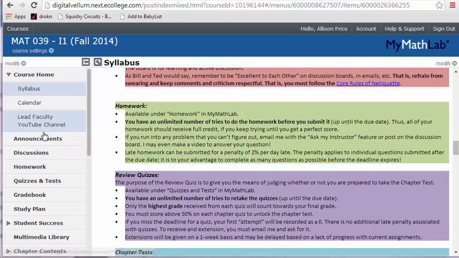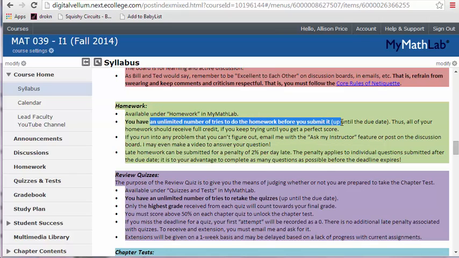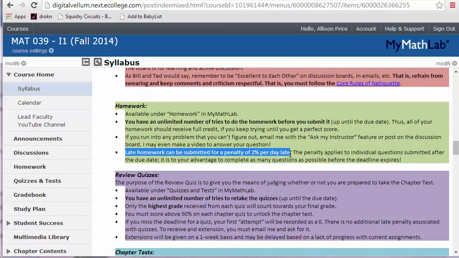Homework. Homework items are available in the Homework tab in MyMathLab. Important things are that you have an unlimited number of tries to do each homework assignment before you submit it. So it is possible to get a perfect score of 100% on any homework assignment if you keep trying until the due date. Any homework that is late can still be submitted for a penalty of 2% per day late. The penalty applies to individual questions submitted after the due date.